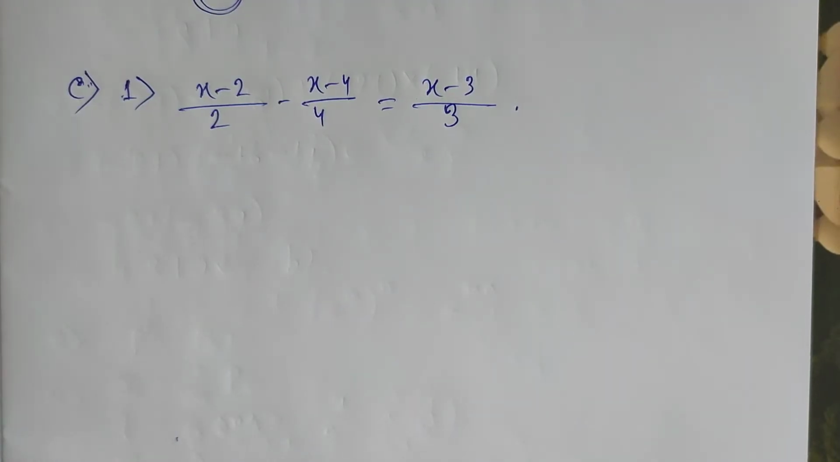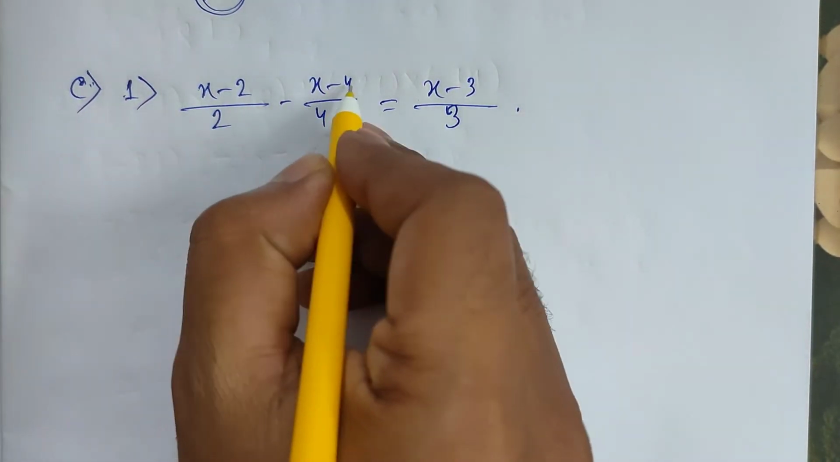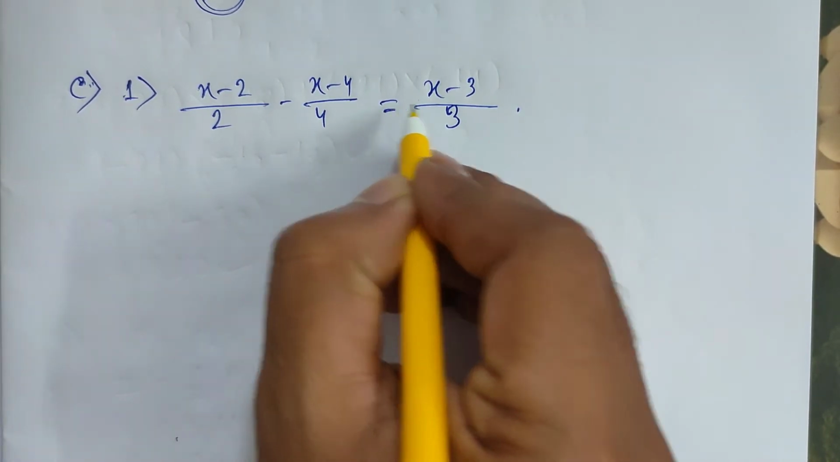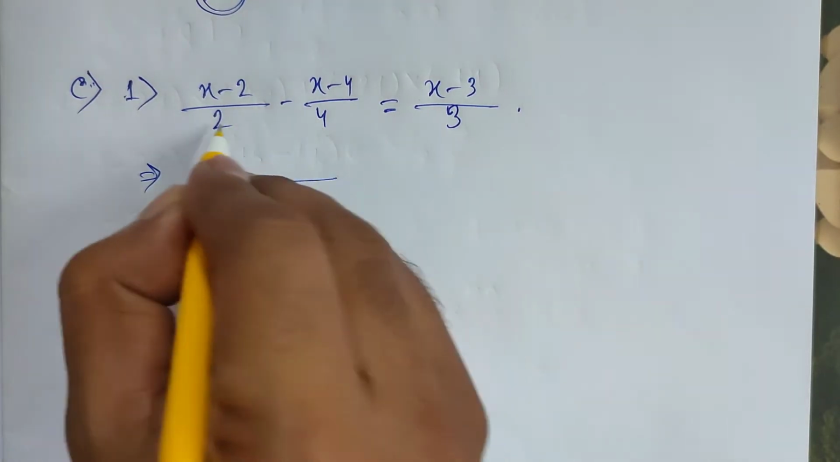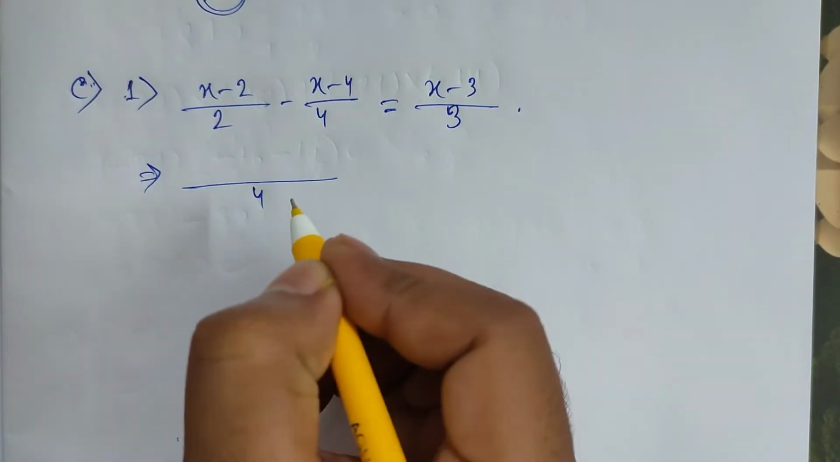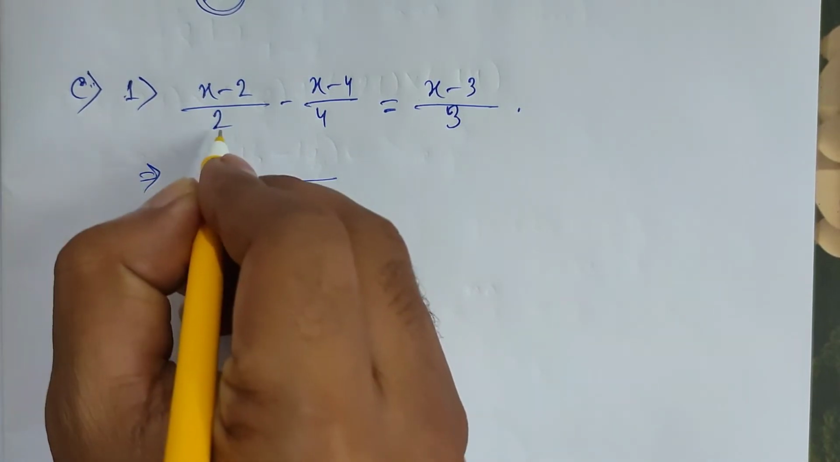Now question number C part. Simplify the following problems. First one, it is given (x minus 2)/2 minus (x minus 4)/4 equal to (x minus 3)/3. So just follow. What is the LCM of 2 and 4? 4 and 2, LCM will be 4, and 4 divided by 2, that means 2.